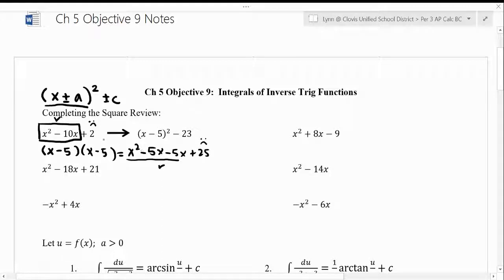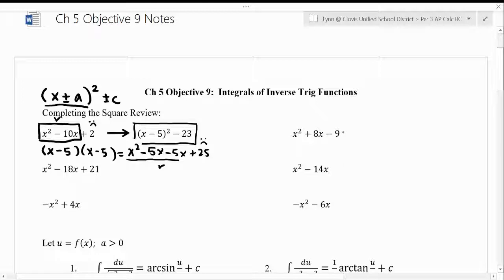So what do I need to do to make that 25 into a 2? Because that's what I began with, I would subtract 23. And so that is where I'm getting this right here. Again, if I were to distribute this, I would get x squared minus 10x, yes. But then I would get plus 25, no. So then I would subtract 23, okay?